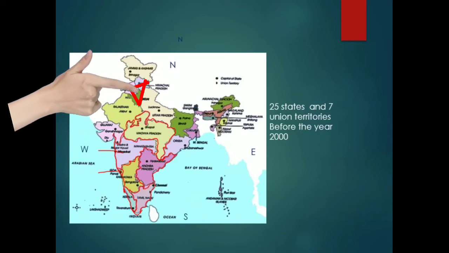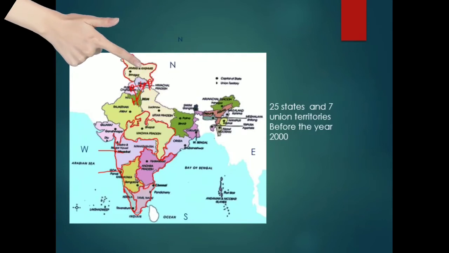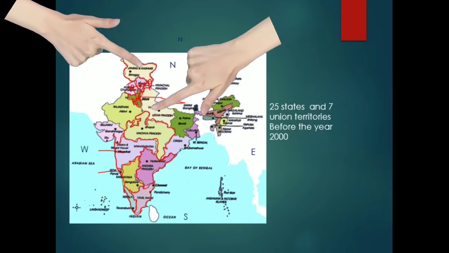Next we'll move to these triangle states. See, these are in triangle shape. This is Haryana, Punjab and Himachal Pradesh. Northernmost, meaning the topmost state of the country, is Jammu and Kashmir. This is Jammu and Kashmir.